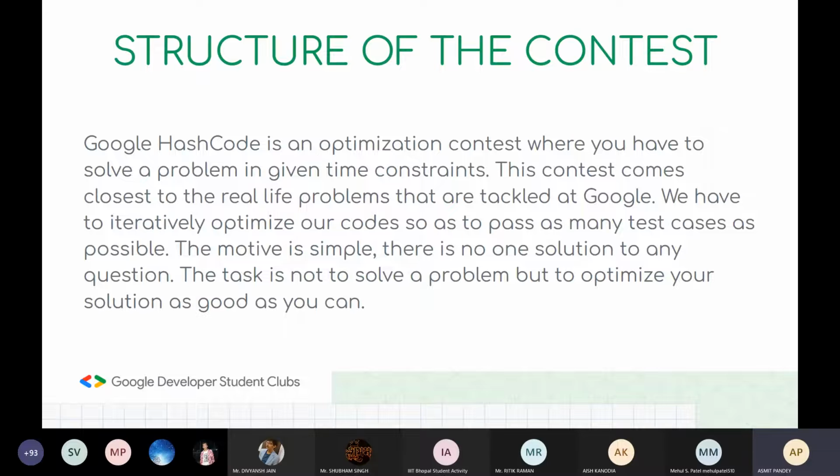सो व्हाट इज द स्ट्रक्चर ऑफ द कॉन्टेस्ट कि लाइक कितने प्रॉब्लम्स आते हैं, प्रॉब्लम कैसे होते हैं, हमें करना क्या होता है। सो दैट ऑल विल बी डिस्कस्ड अंडर दिस स्लाइड, दैट इज हाउ the contest is structured. So Google HashCode is an optimization contest where you have to solve a problem in given time constraints. This contest comes closest to the real life problems that are tackled at Google.